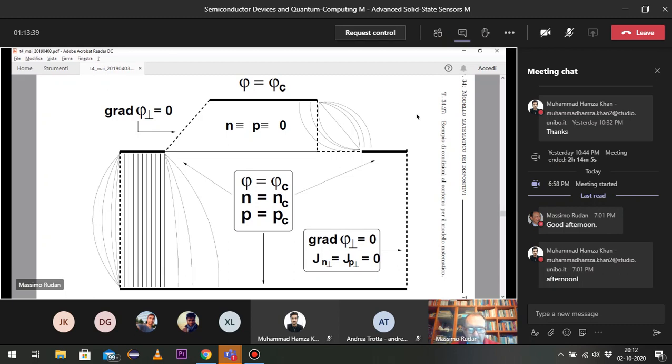The first of them has as unknown the electric potential. This is the Poisson equation. The second equation has as unknown the electron concentration, and the third one, the hole concentration. So let's start with the Poisson equation, that is a second order differential equation whose unknown is the electric potential.